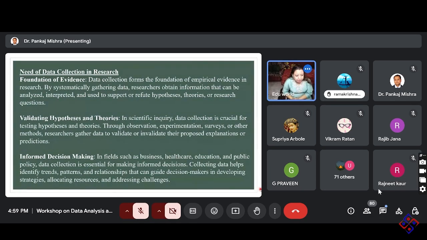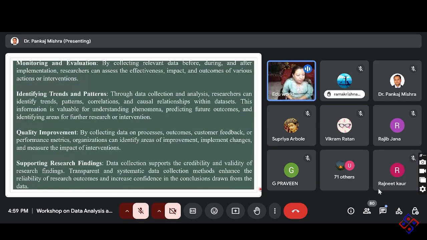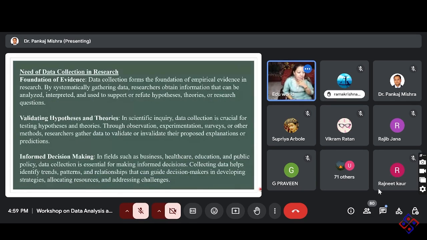Next, after that, what we have to do, as in the previous slide, is validate those hypotheses and theories. So how can we validate? We can validate through scientific inquiry.